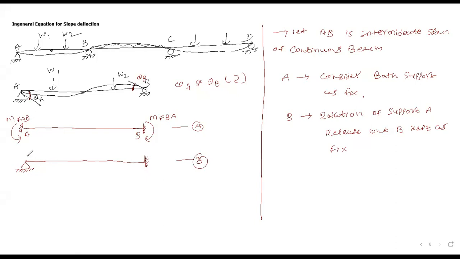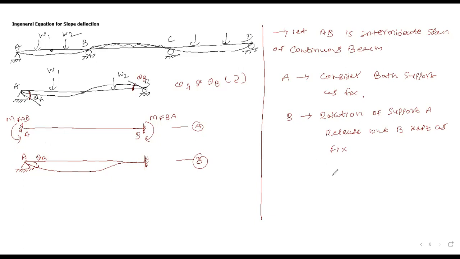Is it clear? Now, what will happen here? Suppose your point A is released by moment. In that case, your deformed shape is just like this. From this deformed shape, we have clearly seen that we have some rotation at point A, theta A, yes or no? Again, we have considered clockwise rotation here.